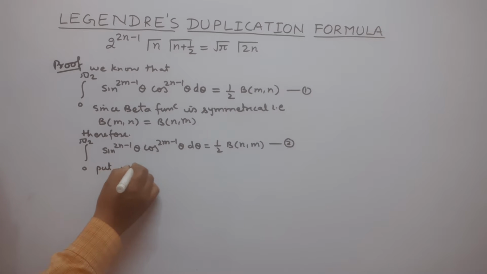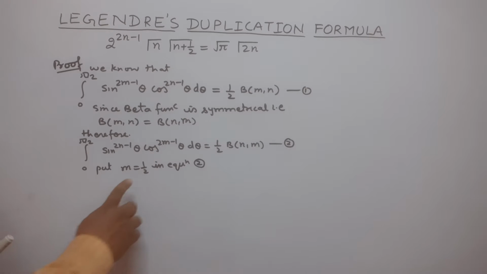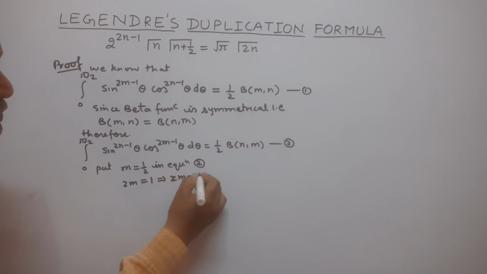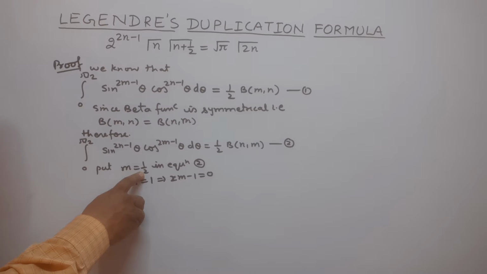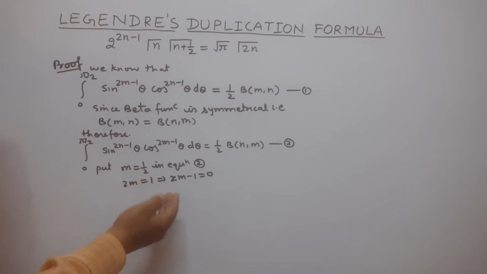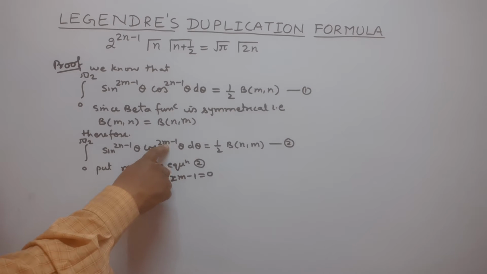Now we put here m is equal to 1 by 2 in equation second. आप देख सकते हैं सेकेंड इक्वेशन में m के प्लेस पे 1 by 2 सब्स्टिट्यूट करेंगे। So when we substitute here m is equal to 1 by 2, that means we put here 2m is equal to 1, that is 2m minus 1 is equal to 0. आप देख सकते हैं जब यहाँ पर m के प्लेस पे 1 by 2 पुट करेंगे इक्वेशन सेकंड में तो 2 को लेफ्ट हैंड साइड मल्टीप्लाई करेंगे तो 2m is equal to 1 होगा, 1 को लेफ्ट हैंड साइड में ट्रांसफॉर्म करेंगे 2m minus 1 is equal to 0.